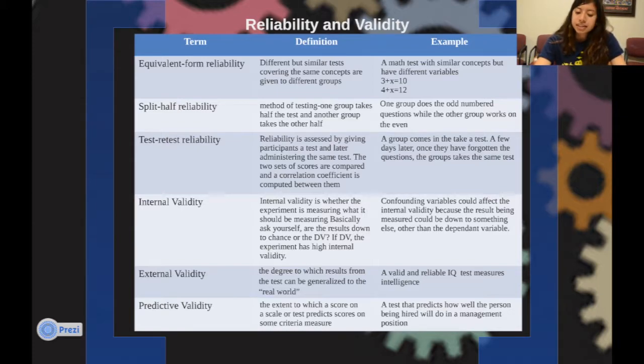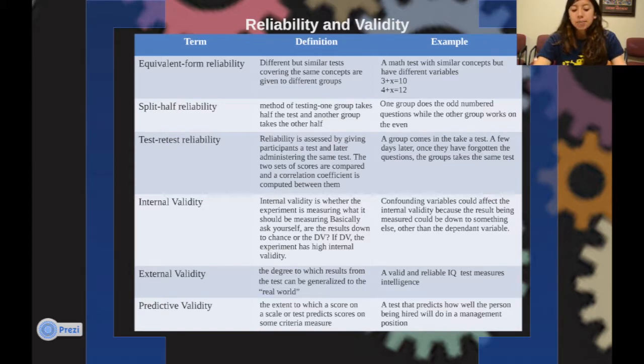So internal validity. Internal validity is whether the experiment is measuring what should be measured, because basically you ask yourself, are these results down to chance or actually because of the independent variable? So yeah, go ahead and look at the example again too. And then we're going to look at external validity, the degree to which results from the test can be generalized to the real world. So a valid and reliable IQ test measures supposedly what intelligence is.